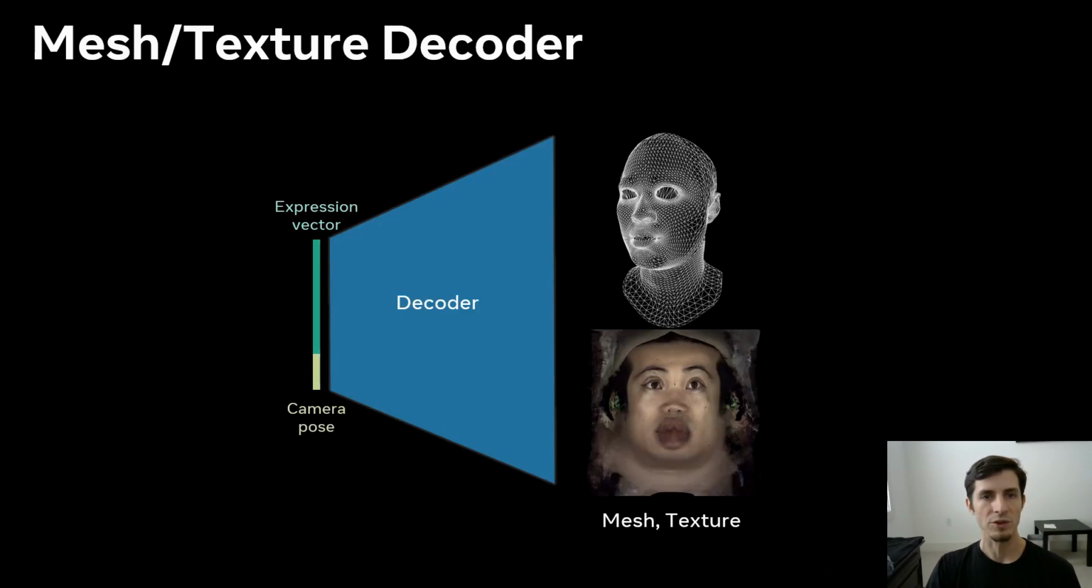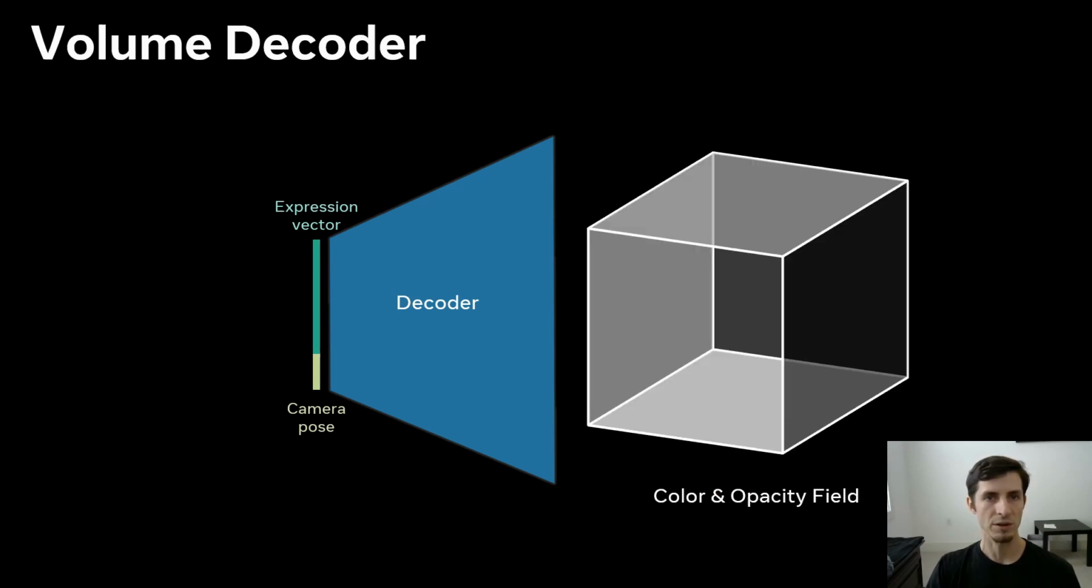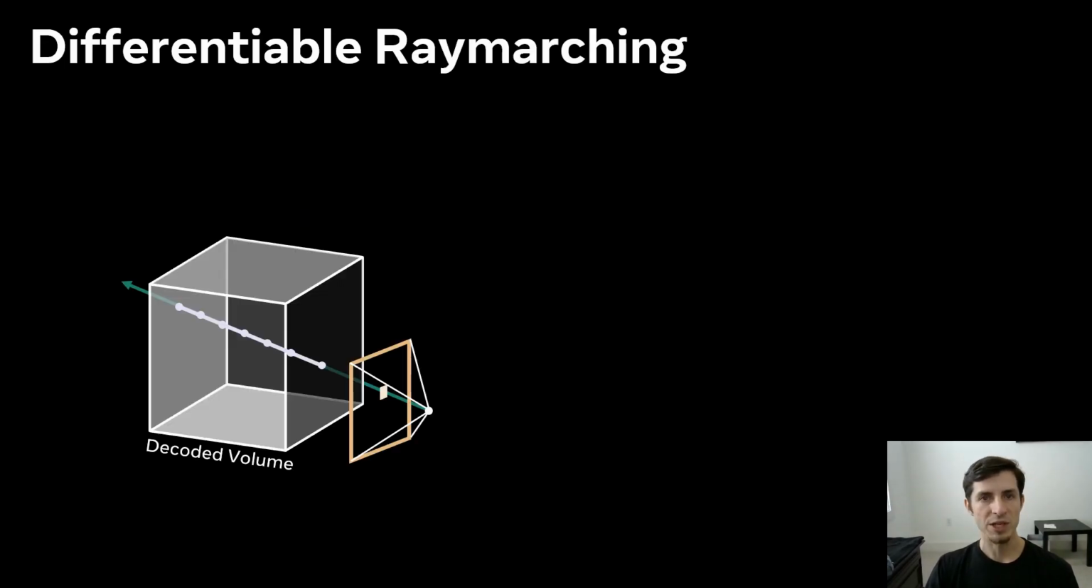So the idea here is that rather than decoding a mesh and a texture, we can decode a volumetric field containing color and opacity. So for any 3D point in space, we can query this field to get a color and opacity value. An image can be rendered by ray marching through the volume, stepping along the ray, accumulating color and opacity to compute the final pixel color.